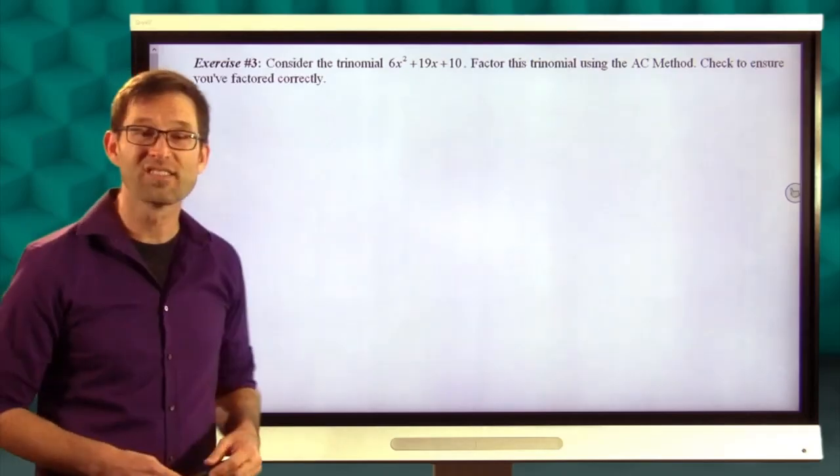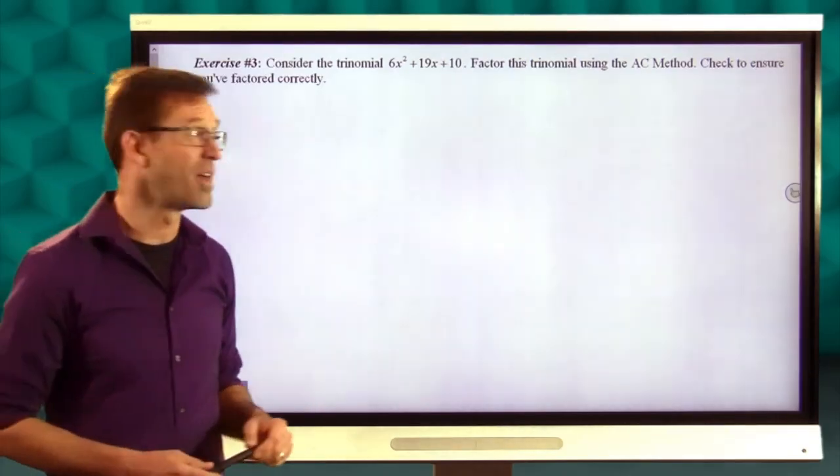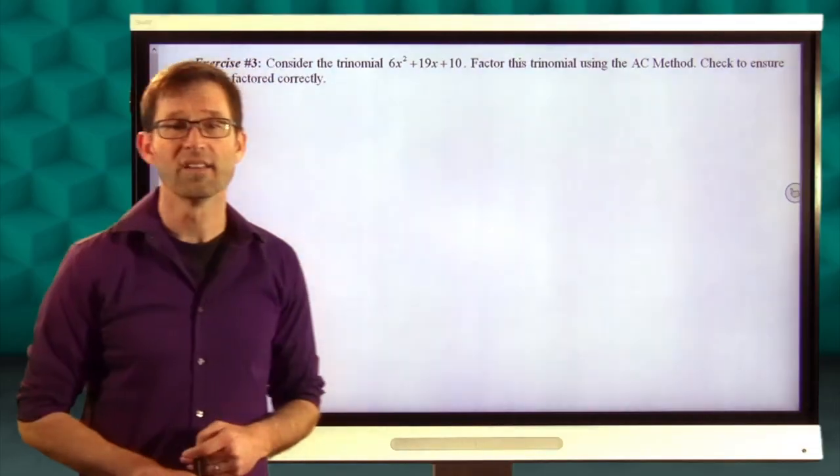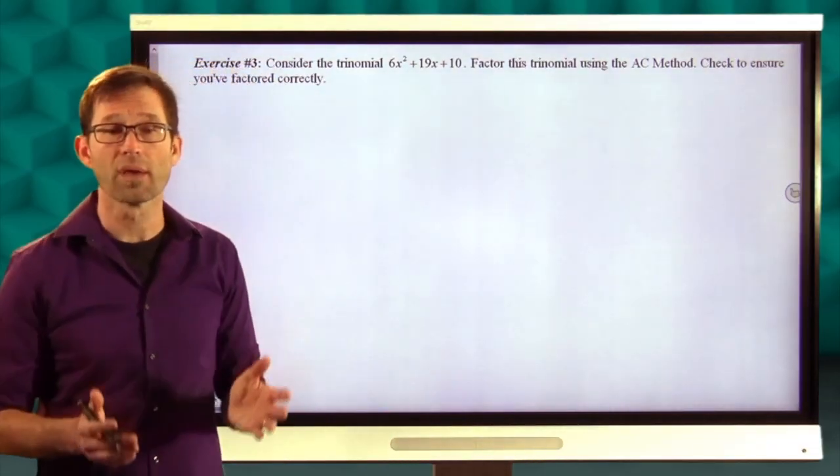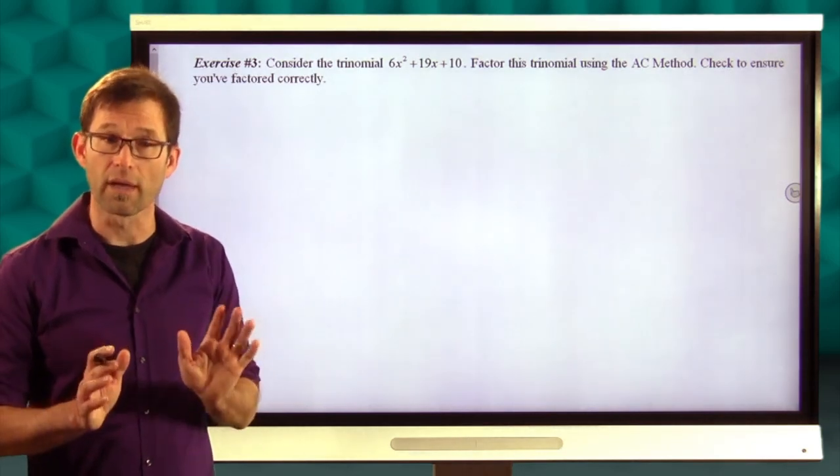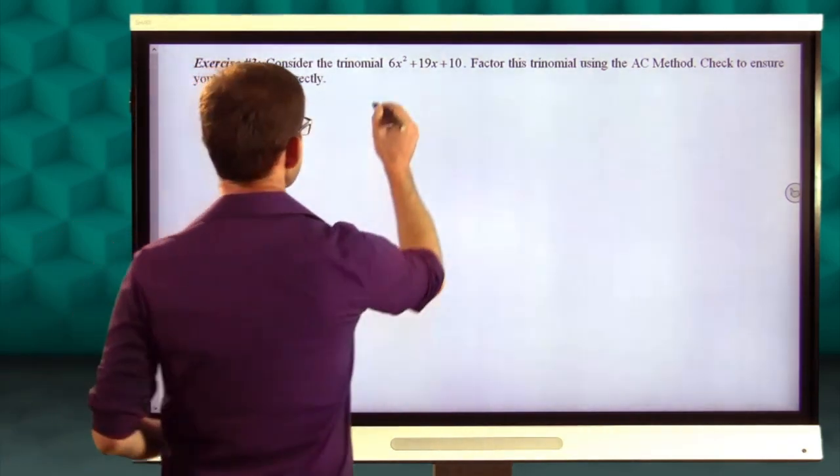All right, exercise number 3. Let's read through it together. Consider the trinomial 6x squared plus 19x plus 10. Factor this trinomial using the AC method. Check to ensure you've factored correctly. Let's go through the method again because I want to make sure that you see me do it once again. Here's how you always start the AC method.